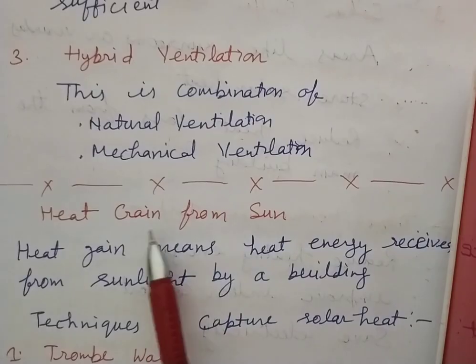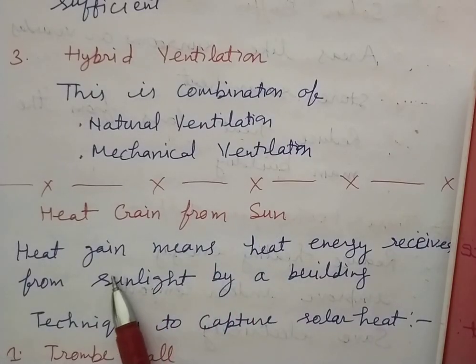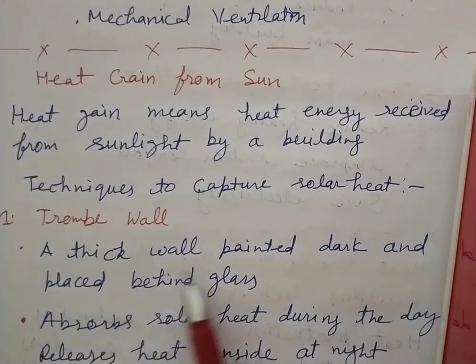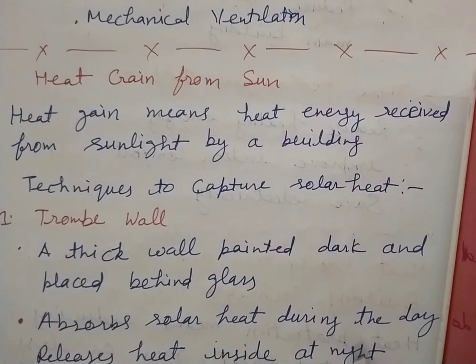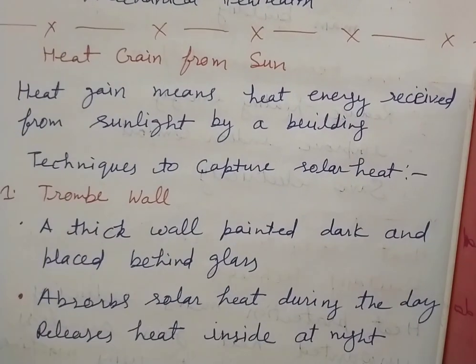Now coming to heat gain from sun. Heat gain means the energy received from sunlight by a building. Techniques to capture solar heat. First one is the Trombe wall. Trombe wall is a thick wall painted dark and placed behind glass. Absorbs solar heat during the day, releases heat inside at night.